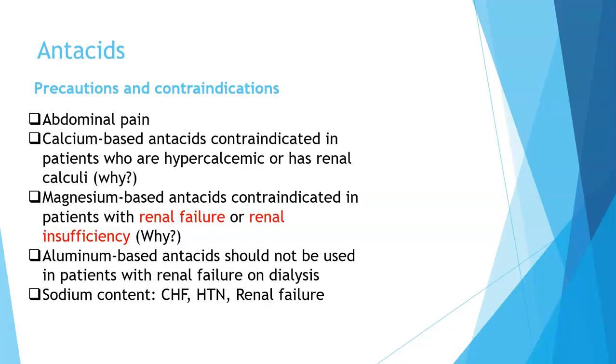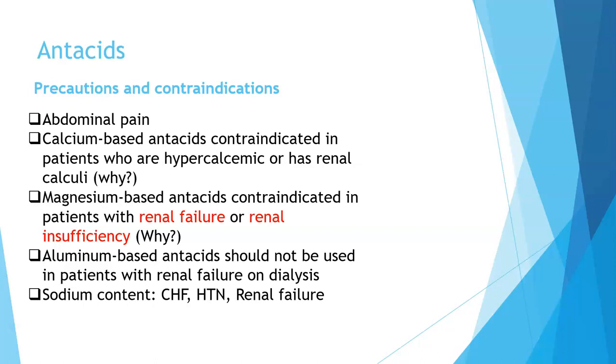Some of the precautions and contraindications would be abdominal pain. Here we go with calcium-based antacids. They're contraindicated in patients who are hyperkalemic or have renal calculi, or stones. Why is that? Magnesium-based antacids are contraindicated in patients, again, with renal failure or renal insufficiency. Why? Aluminum-based antacids should not be used in patients with renal failure on dialysis. And if there's a high sodium content, what about patients with CHF, hypertension, and renal failure?